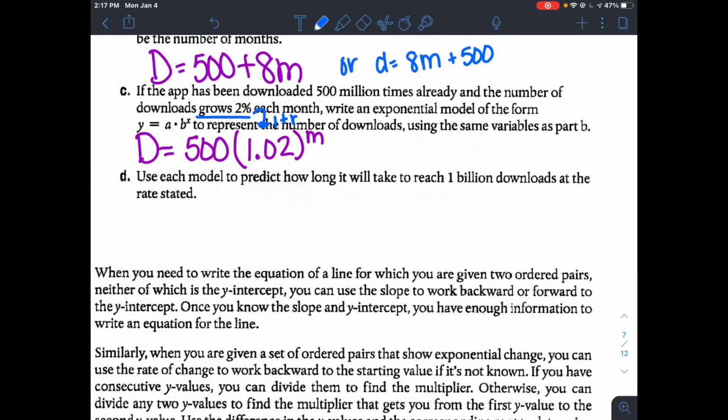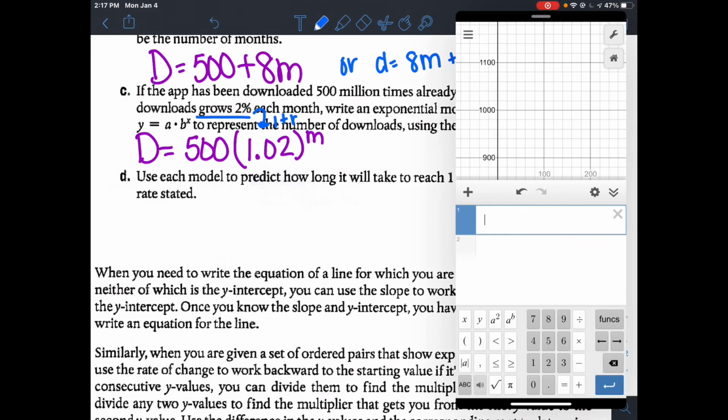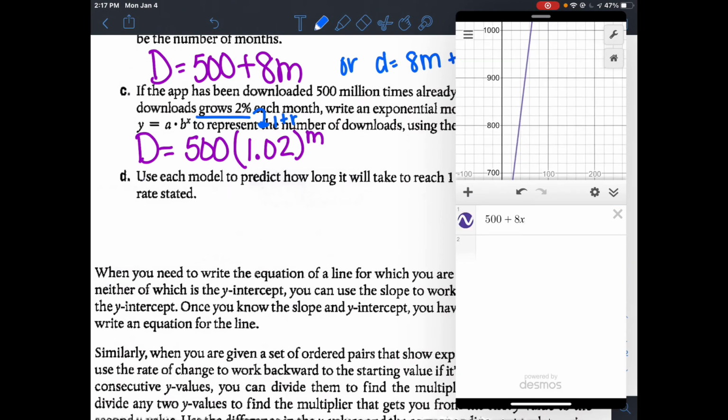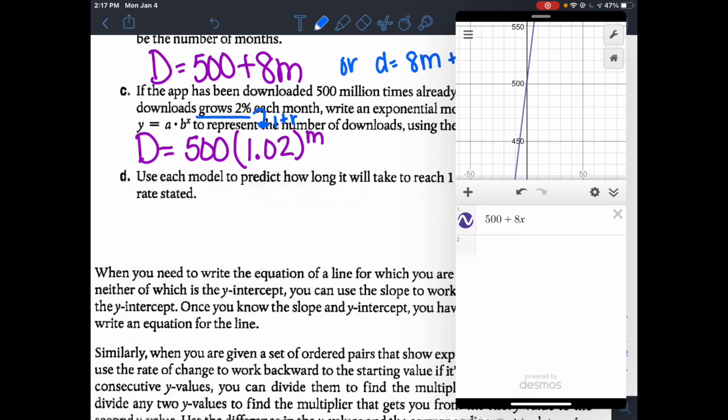So from here, in order to figure out how long it'll take me to reach 1 billion downloads, I'm not going to plug in 1 billion downloads. I mean, I could plug it in for D and solve for M. I think it's just a little bit easier to use Desmos. I don't actually have to do any math. So I'm going to go to Desmos. I'll type in my linear model, which is 500 plus 8m, which is really x. Okay, then there we go.